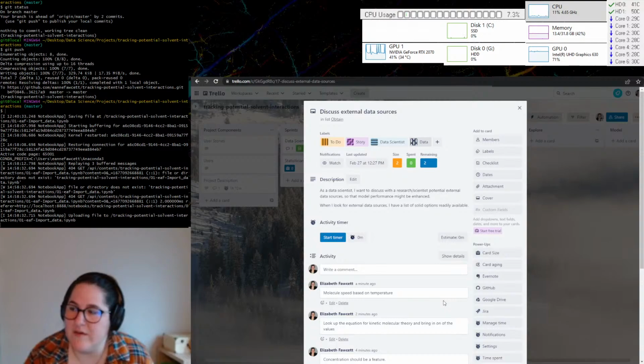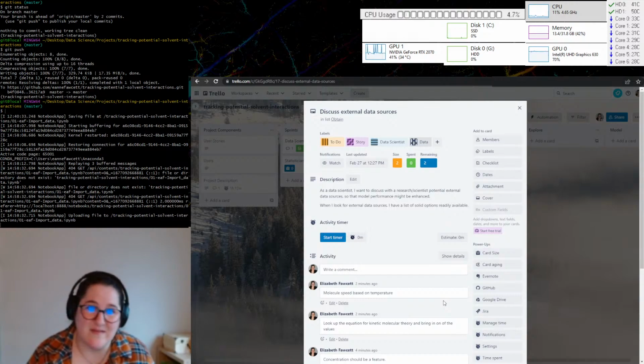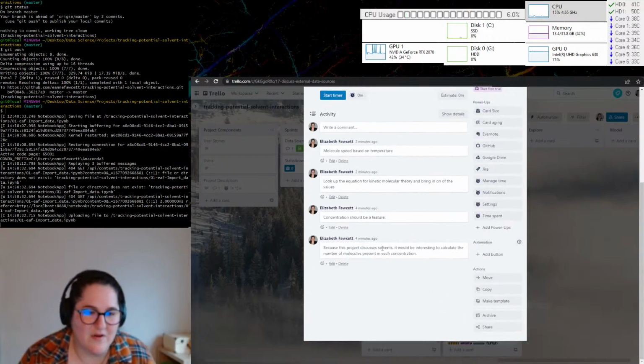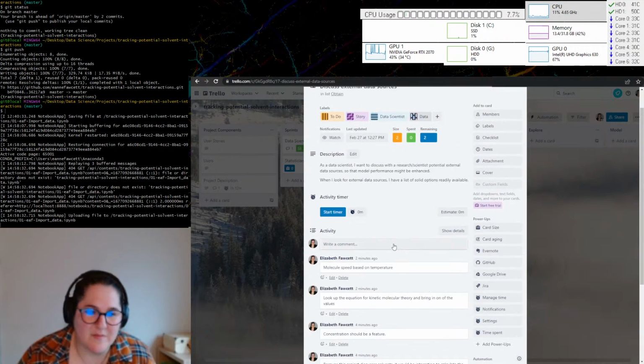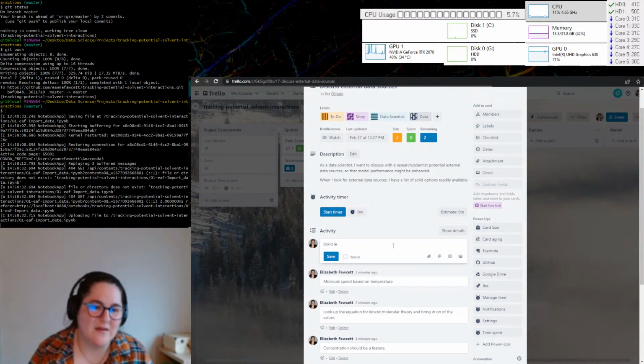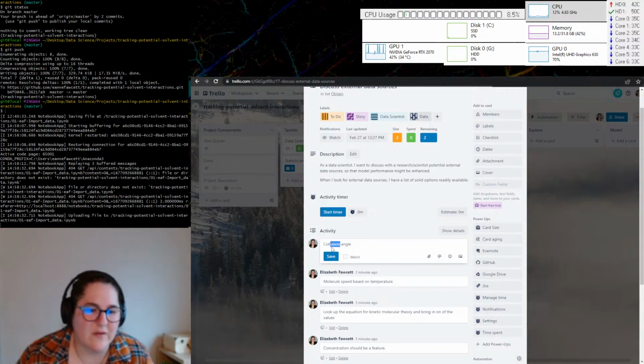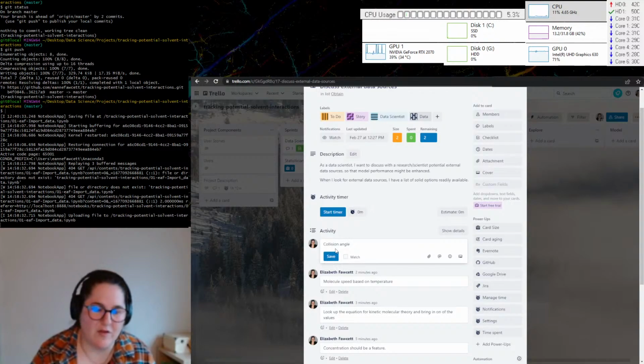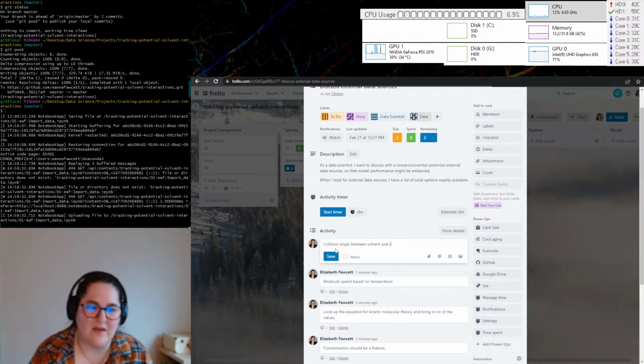Something that is not currently present, I'm thinking things like atomic mass, is not currently in our data set, and that's different from our data present. But that goes back to number of molecules, right? Something we could pull in, and what's hard is, I want to say bond angle, but bond angle is something very specific, and that's not exactly what I'm looking for. Let's do collision. That's a little bit better. Collision angle between solvent and solute. That's going to be the same no matter how many molecules are present.